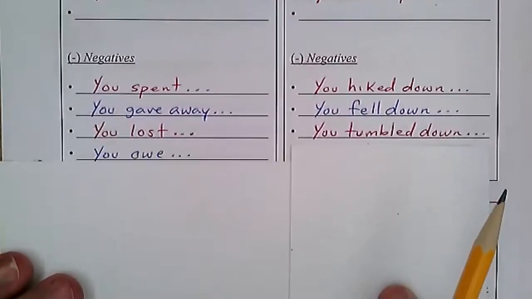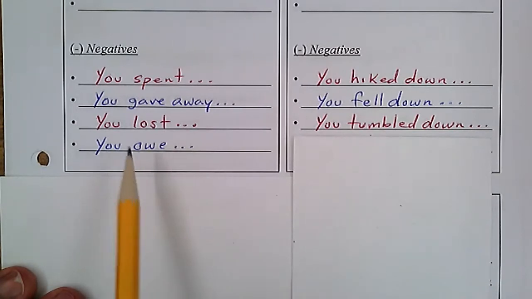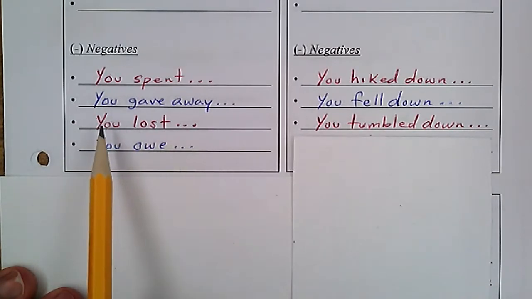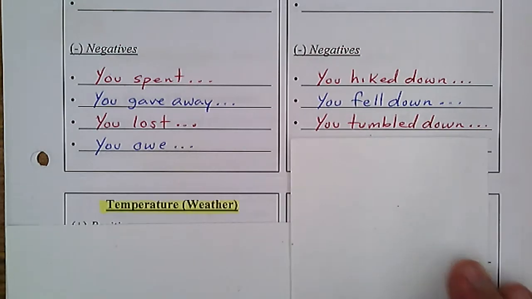All right, and then we did the UO. I think we did. Oh, no, we didn't. Sorry, I had that covered up. You lost, and then we could also say you owe on money. So go back and fill that one in. You owe.